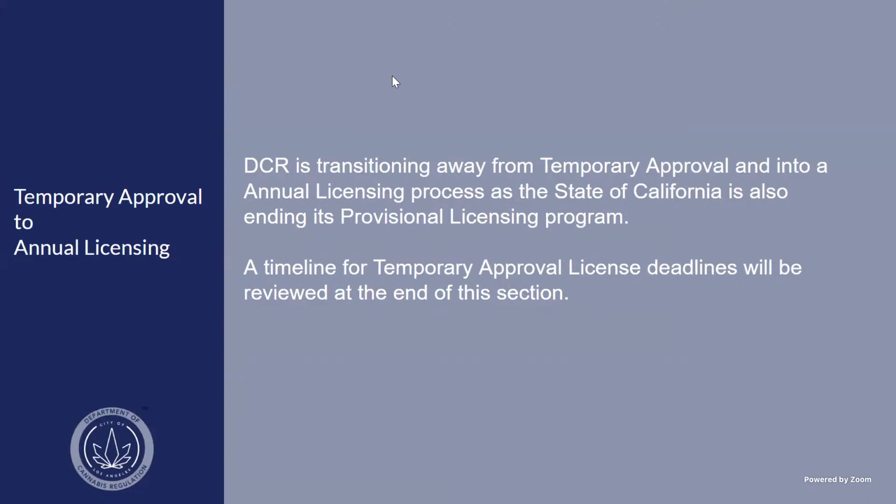So 2023 is a big year. The state is going to be phasing out their provisional licensing program and transitioning strictly to an annual application process. So DCR is also going to be transitioning away from temporary approval and into the annual licensing process so that we're in alignment with the state of California. Because of the dual licensing requirement, you do have to have a local license and a state license, as well as meet other permitting requirements in order to operate a commercial cannabis business.